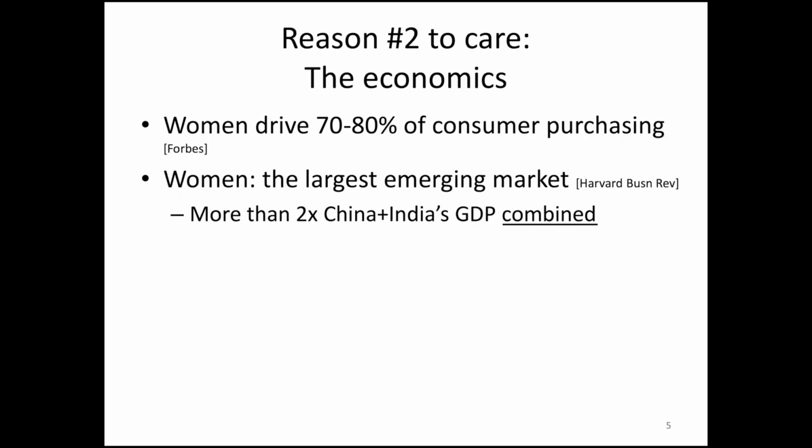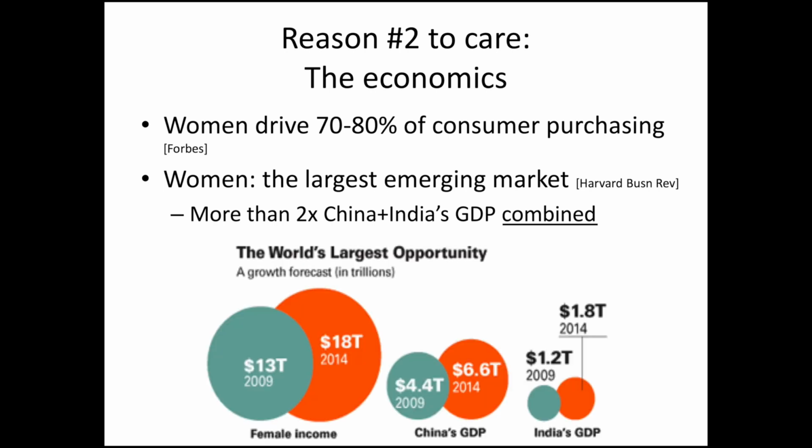But some of you may be saying, okay, fine. But here's a money reason also to care. Usually the gender that gets excluded by a lot of software happens to be women. And women drive 70 to 80% of consumer purchasing. In fact, according to the Harvard Business Review, women are the largest emerging market, more than double China and India's GDP combined. So the Harvard Business Review calls women the world's largest growth opportunity. So even if we don't care about the inequities, we care about the money.